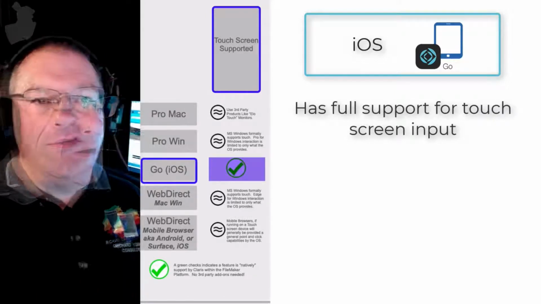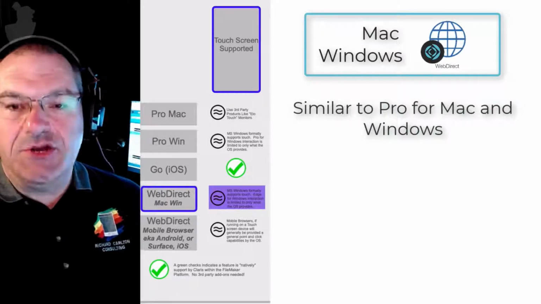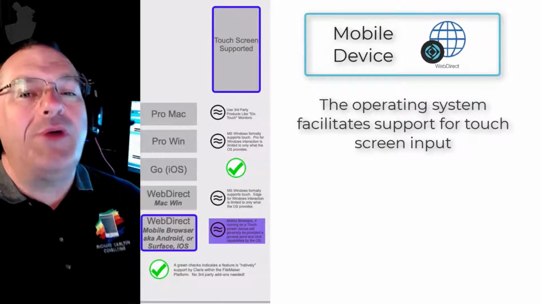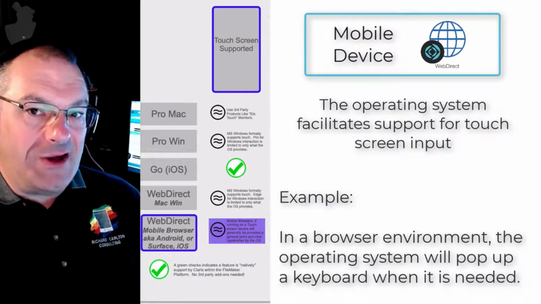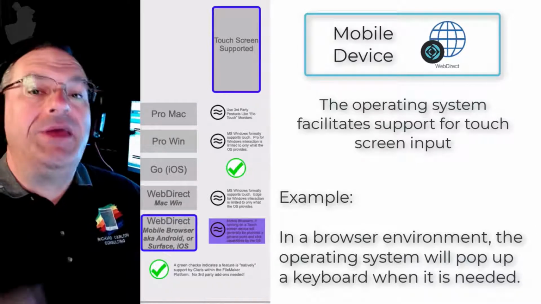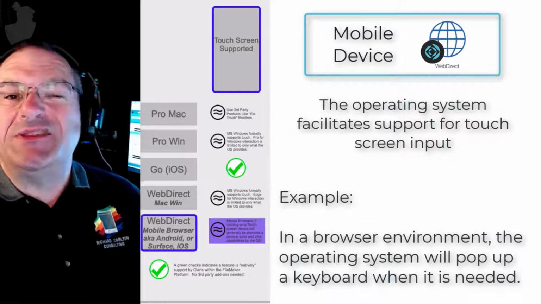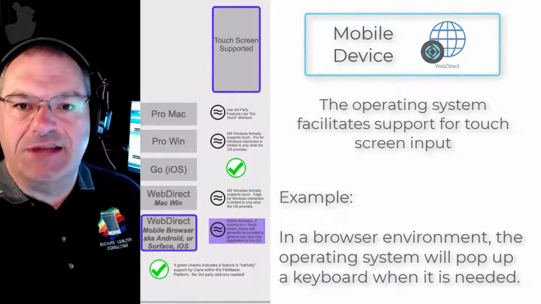Then, of course, if you're doing WebDirect, if you're on a desktop computer, you have a mouse, it's really not an issue. But an on-screen keyboard, for example, on an Android device, well, the operating system facilitates that. You're in a browser environment, right, in WebDirect. So the operating system will pop up a keyboard when the browser decides it has to edit a field. And so that's really an operating system function. It's not a WebDirect function, if that makes sense, right?